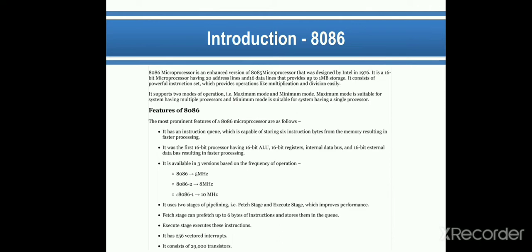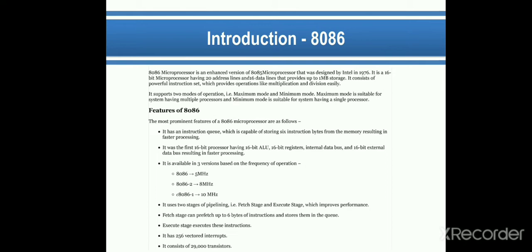The 8086 microprocessor is an enhanced version of 8085. Basically, when an evolution happens, the version that comes is modernized, and it enhances some features. That's why the 8086 microprocessor is an enhanced version of the 8085 microprocessor. It was designed by Intel in 1976. It is a 16-bit microprocessor having 20 address lines and 16 data lines.